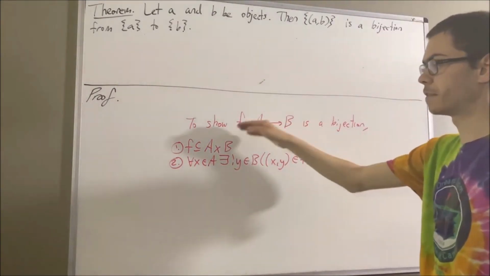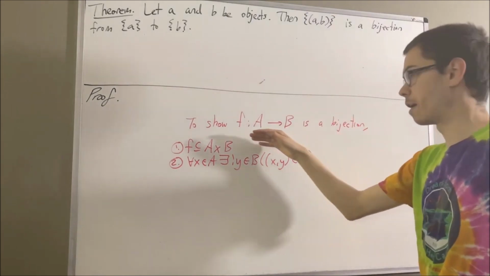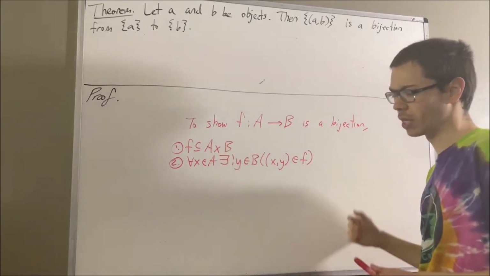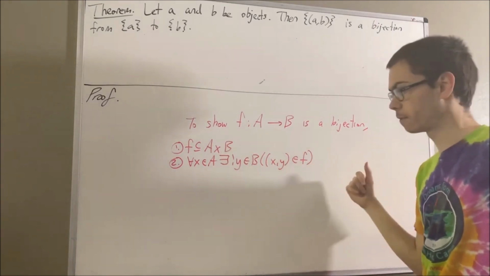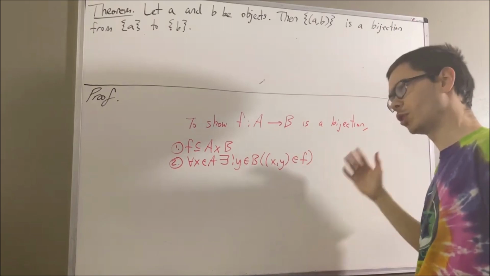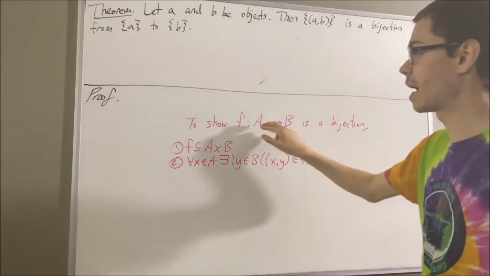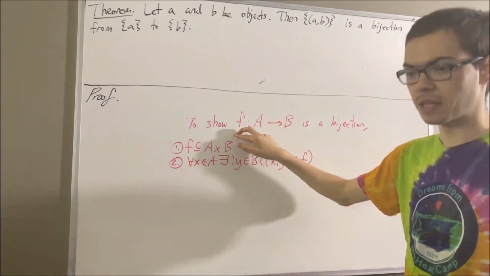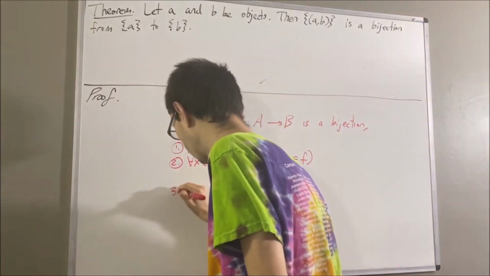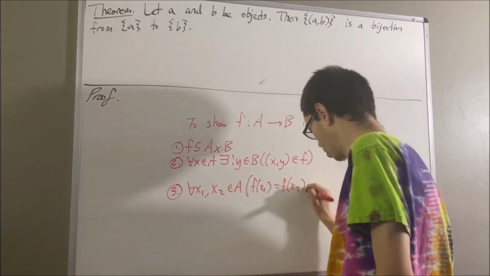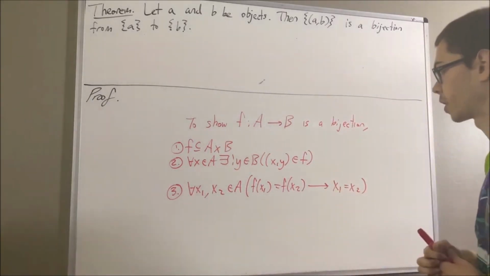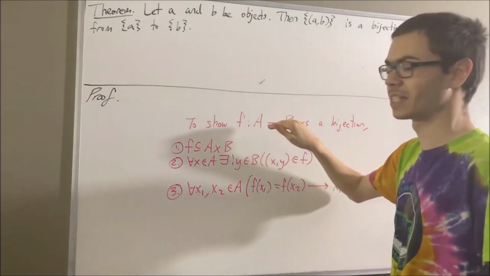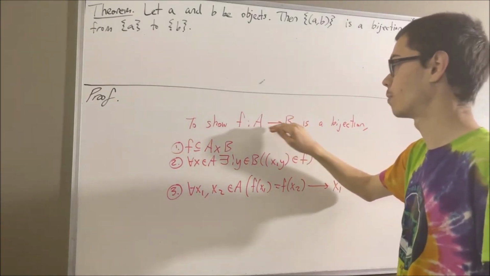And now, since we know F is a function, we can then show F is a bijection from this set to this set. To do that, we could show that F is both injective and surjective. To show F is injective, we're really trying to show that for every 2 elements, x1 and x2 in A, if f of x1 equals f of x2, then x1 is equal to x2. And then to show F is surjective, we're trying to show that for every element y in B, there exists an element x in A, such that x comma y is an element of F.